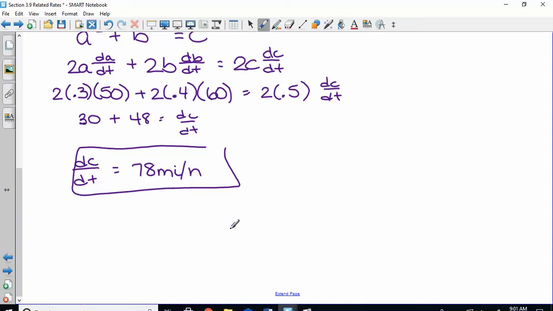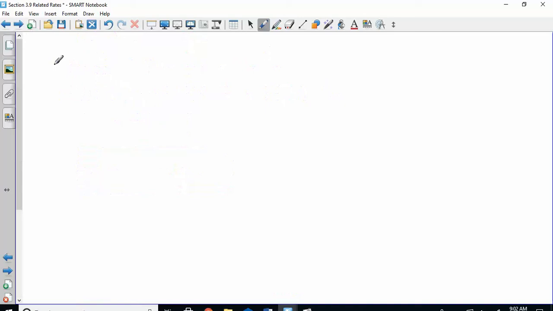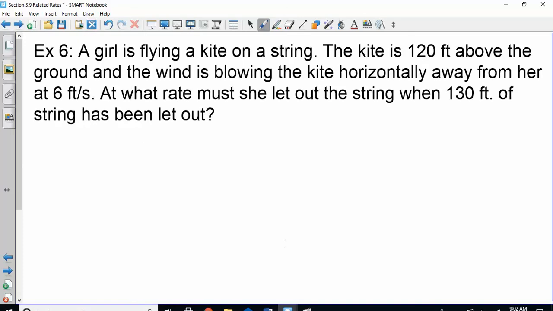So on the next one, I want you guys to read it and see how far you can get on setting it up before we try it together. Let's kind of just check what we've got. So we have a girl flying a kite on a string. So depending on how creative you are, here's our kite. I have lots of artistic ability, so there's my kite.